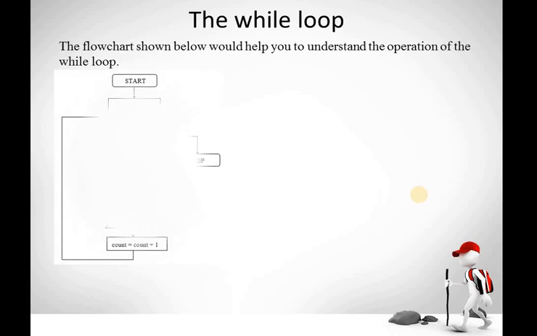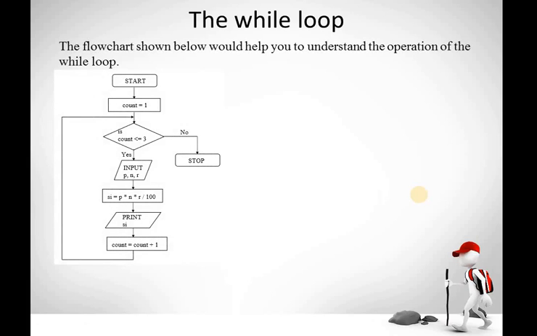So this is the flowchart of my program. First it sets the count variable to 1, that is the initialization part. Now after that, is count less than or equal to 3? Initially count is equal to 1, so 1 is less than 3, so yes. If this condition is true, then the user has to input p, n and r values.